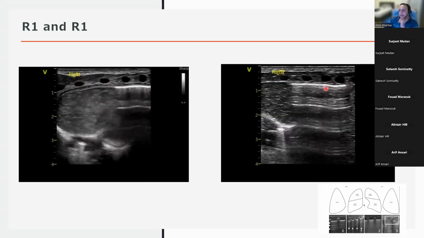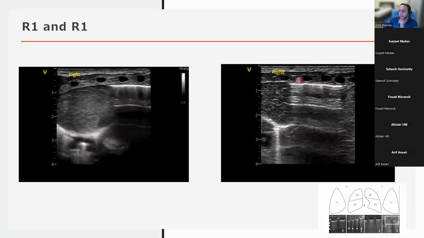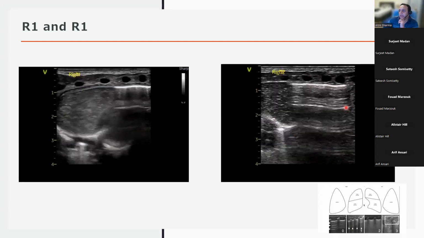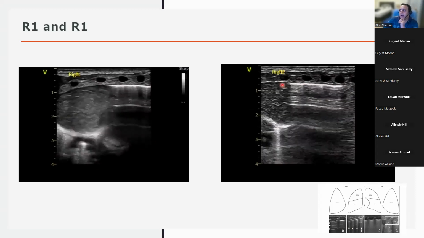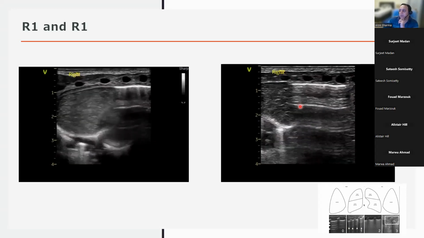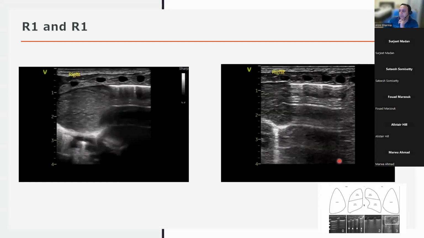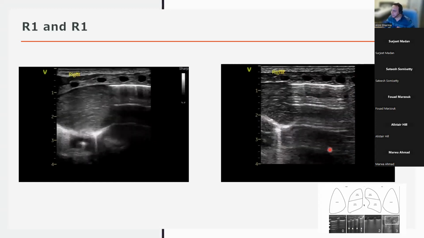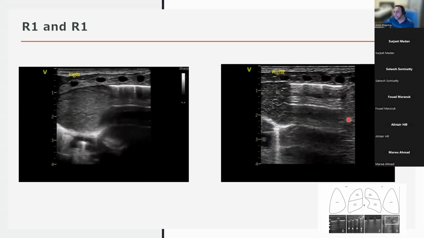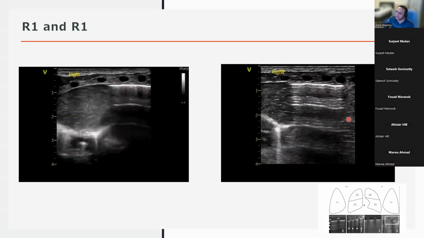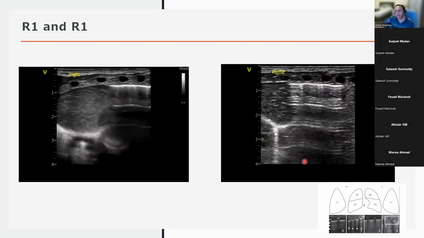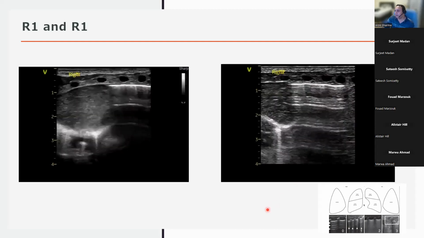Now for R2, I've reduced the frequency. You can see the liver coming up over here. I've got the pleural line and comet tails, and I can see the A-line profile right to the bottom. The only other thing I've done is change my gain settings a little bit to optimize the image. Is there anything else anybody wants to comment on?